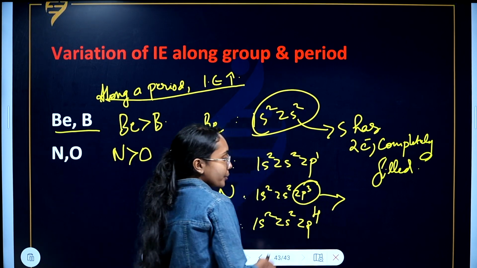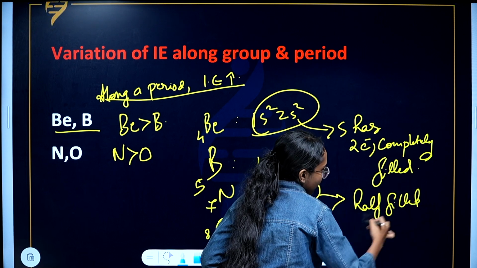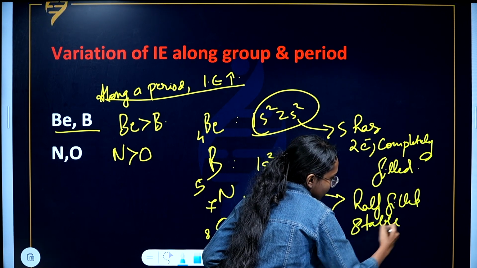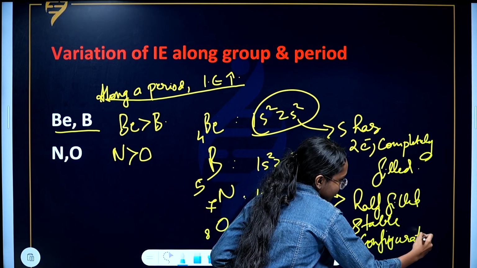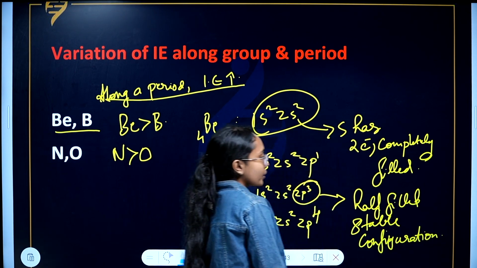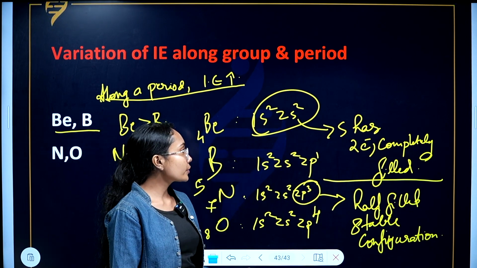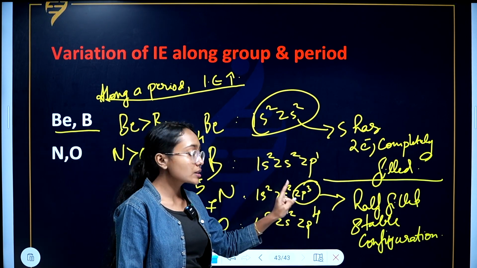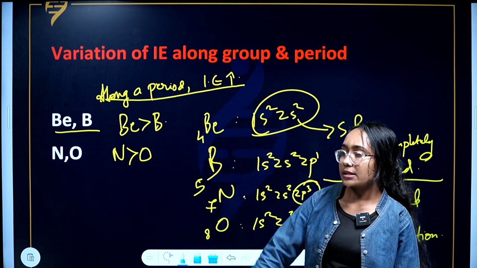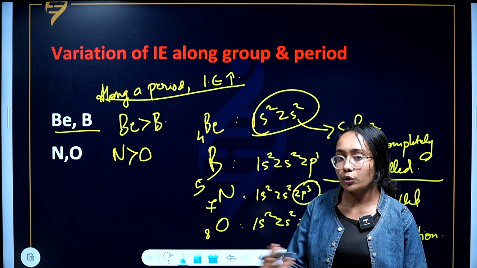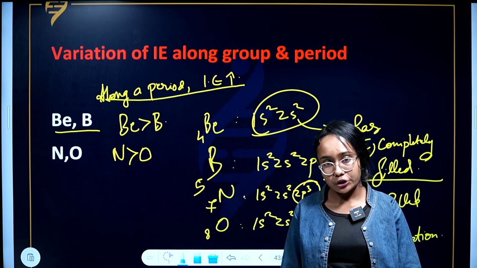So 3 electrons are already here, which means it is in a half filled stable configuration. The previous case was a completely filled stable configuration. This one is a half filled stable configuration. So whenever an element has a half filled or completely filled outermost configuration, it requires high ionization enthalpy.